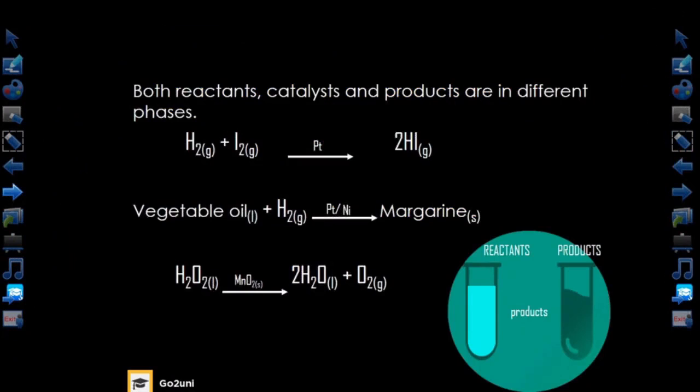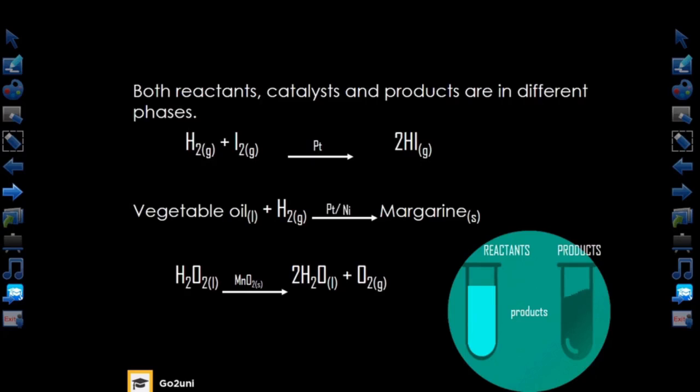When we talk about heterogeneous, it is a kind of catalytic reaction in which the products, the reactants, and the catalyst catalyzing such a reaction are not in the same phase. For that reason, we tend to have different states of matter. An example is hydrogen gas reacting with iodine in its gaseous state, giving us hydrogen iodide in its gaseous state. But the catalyst catalyzing that reaction is platinum, and platinum is a solid metal.